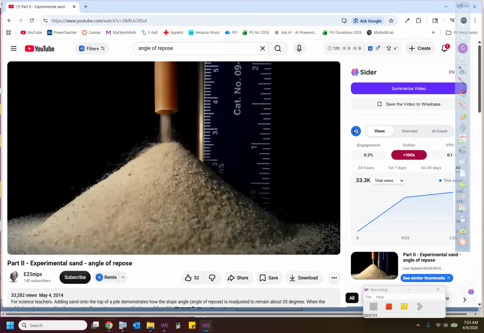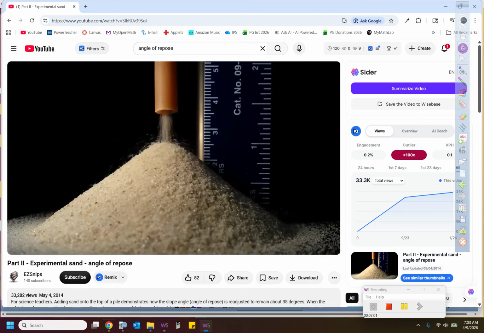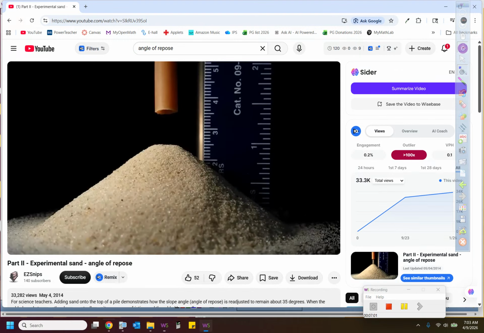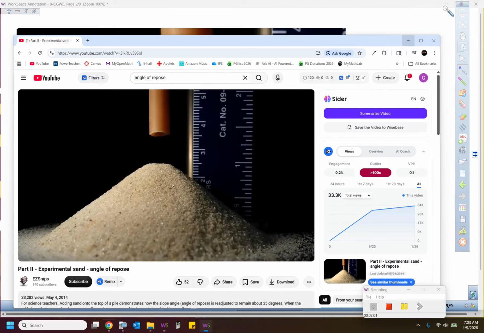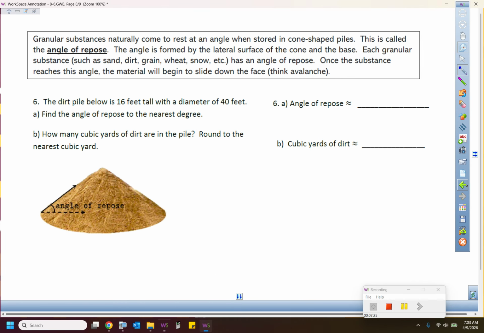This is called the angle of repose. It's what this particular granular substance, in this case sand, can hold. We might deal with rocks, we might deal with dirt. In the medical field they deal with all kinds of different powders to make pills and stuff. But it's just called the angle of repose. It's the max angle this thing can hold before it has an avalanche due to gravity. It's always going to form a cone shape when they do it.